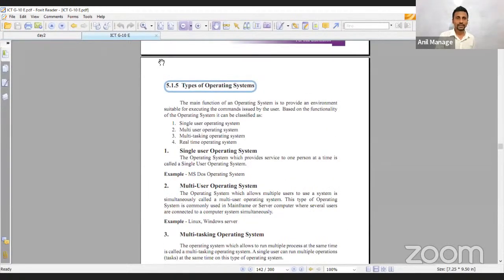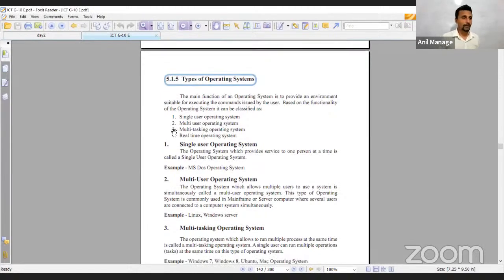Then you have types of operating system. Different types of operating systems are there. One is single user operating system. Single user means only one user is there. MS-DOS. Now you have seen that MS-DOS operating system, the black screen. Only one user is there. No others can work. Actually, it is single user and single task. Only one task you can do.